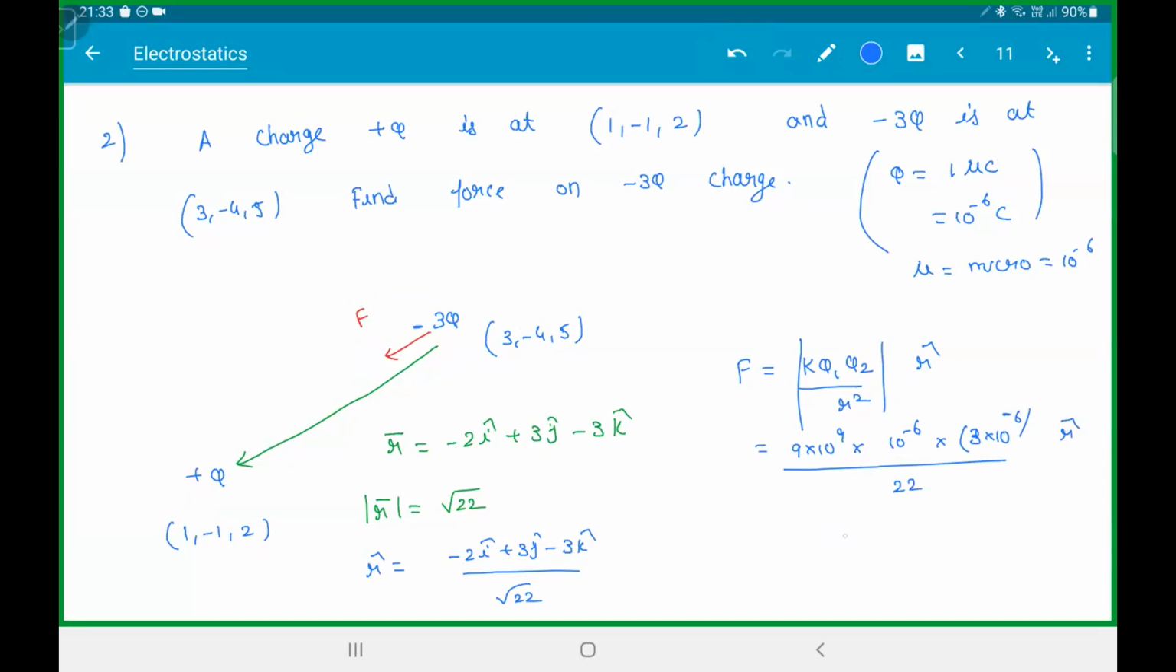How much is this? 10 power minus 6, 10 power minus 6, 9 threes. 27 by 22 into 10 power minus 3. R cap will be minus 2i plus 3j minus 3k by root 22 newtons. Check. Other than k, q1, q2 by r square, everything is vectors there. Check it out.